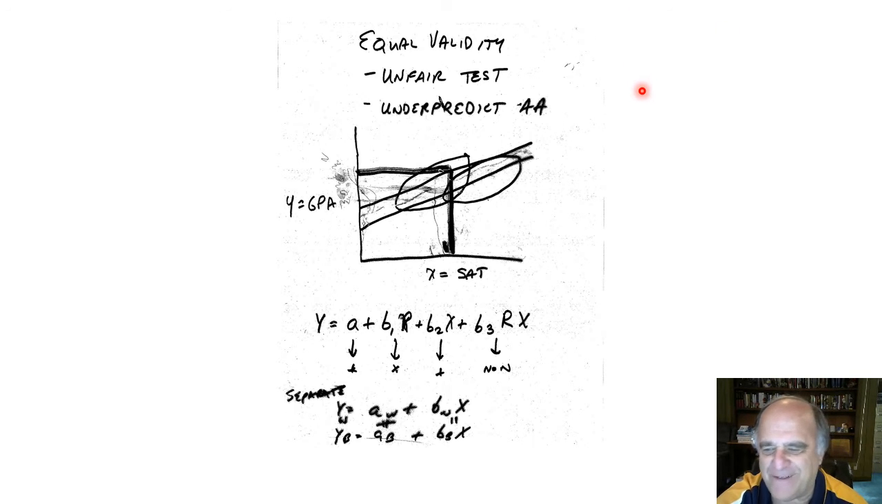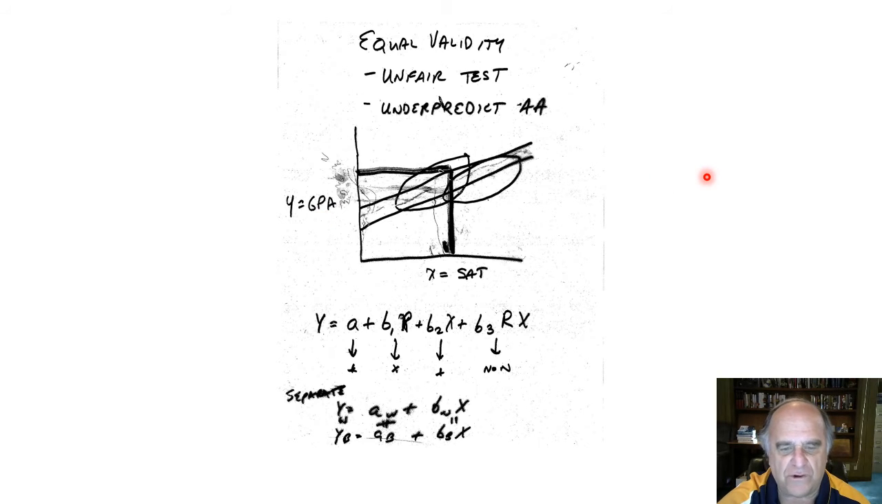And this pretty complicated drawing is where you have equivalent slopes or equal validity. The slopes are the same for the regression lines, but you're under predicting one of the groups. In this situation, the one line would be the white line, the other line would be the African American line. So we're looking at race, and you're actually under predicting African American performance. This is the common situation of using the SAT to predict the GPA.